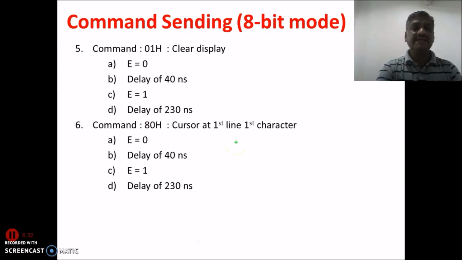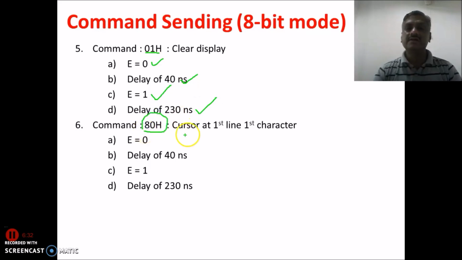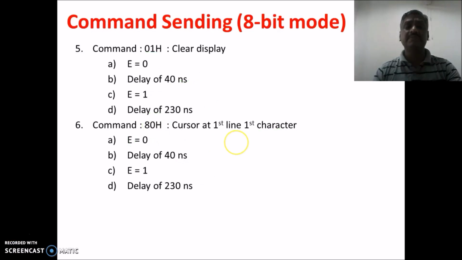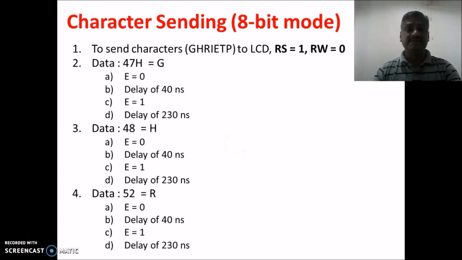Then here we are sending the next command, 01, that is clear display. Again same thing, E is equal to 0 for 40 nanoseconds, E is equal to 1 for 230 nanoseconds, and finally we are sending the command 80H, which places the cursor at the first line and the first character. Means it is at the beginning of the first line. Then again we are sending E equal to 0 for 40 nanoseconds and E equal to 1 for 230 nanoseconds. That is the function or role of the enable signal. It must be low for 40 nanoseconds and high for 230 nanoseconds to process the things. I will discuss these things in detail in the timing diagram. At that time I will recall these things.